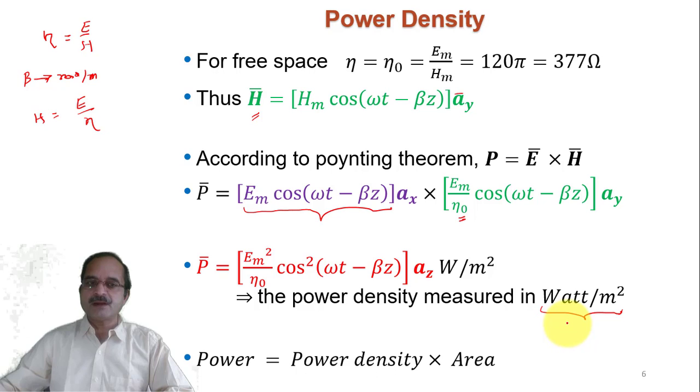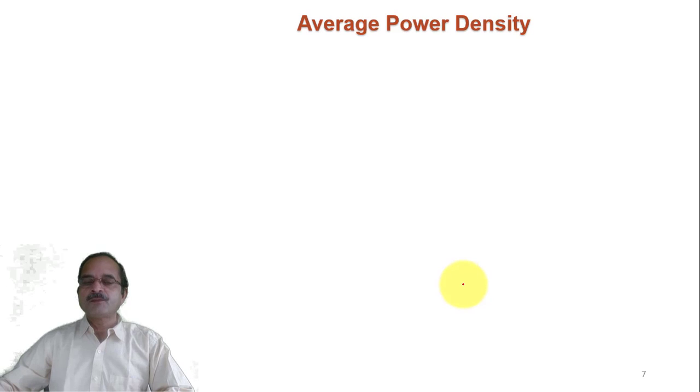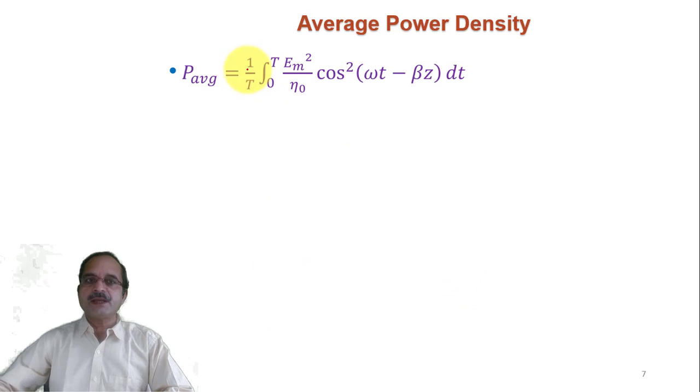in watt per meter square. So if we multiply this expression by area, then it gives us the net power through a particular given area. Now the average power density we can find out if we take the average of the instantaneous power density over one period. So one period we consider as T.